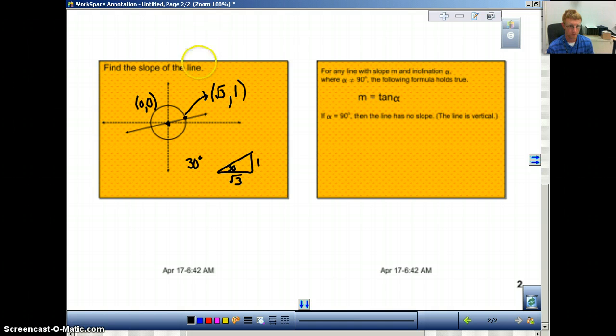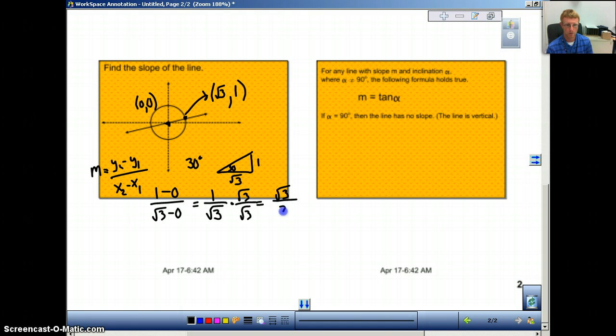So to figure out the slope of this line, we just simply use our slope formula. M equals y2 minus y1 over x2 minus x1. So essentially we have 1 minus 0 over square root of 3 minus 0. And that equals 1 over the square root of 3. And you all know that we have to rationalize the denominator. So we multiply both top and bottom by square root of 3. And that gives us the square root of 3 over 3. So that's what the slope of this line is.